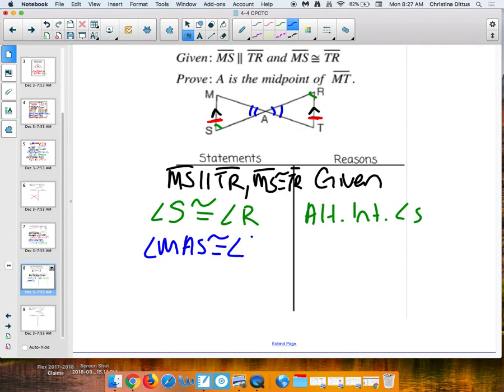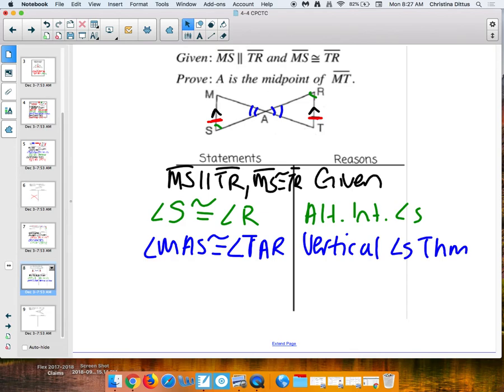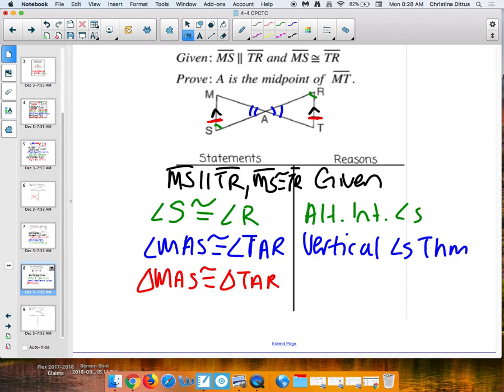I think we gotta go TR, but that's good. And they are congruent because they are vertical angles. Now what? The triangle MAS is congruent to triangle TAR, because why? Angle, side, angle, side.